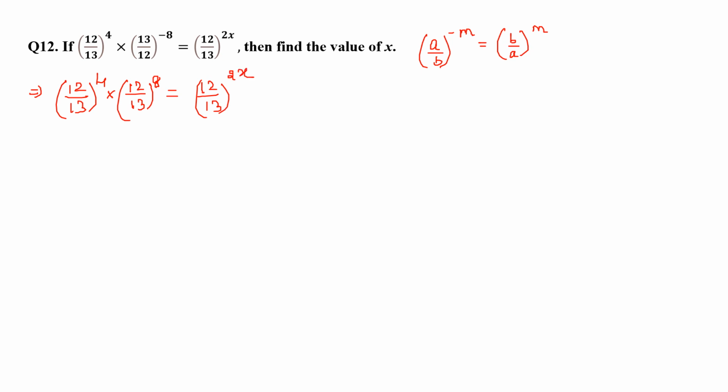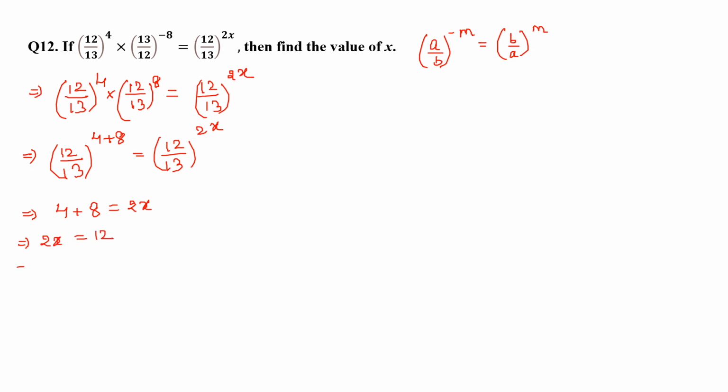Now in LHS I can use the product law, so it will be 12 by 13 whole raised to the power 4 plus 8, equal to 12 by 13 whole raised to the power 2x, and 4 plus 8 is 12, right? Now the base is same, so the power will also be same, so I can write 4 plus 8 equal to 2x, and then 2x will be equal to 12. I have swapped the LHS and RHS, so the value of x will be 12 divided by 2, which gives me 6. So 6 will be the answer.